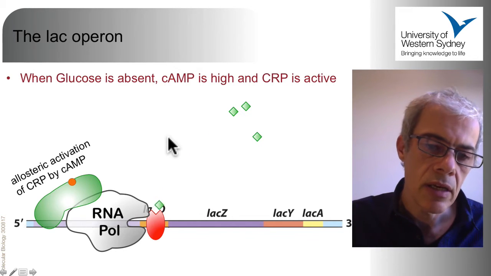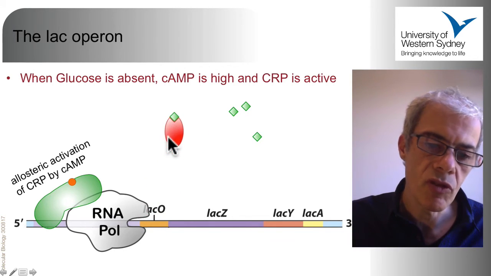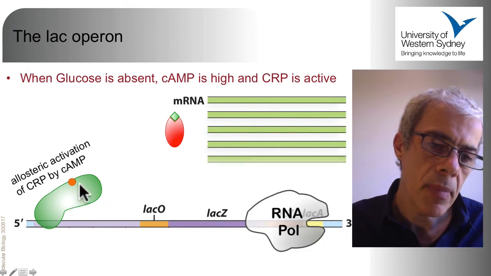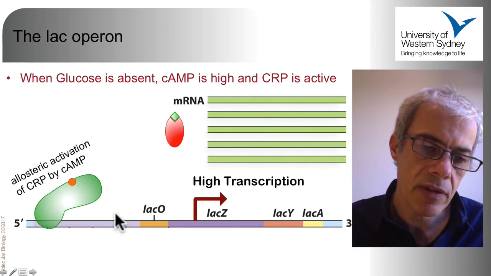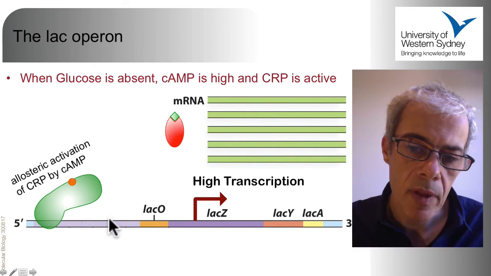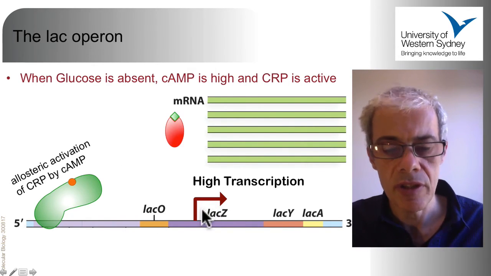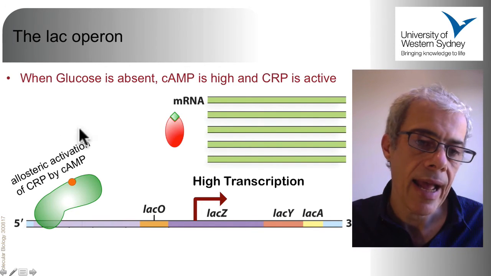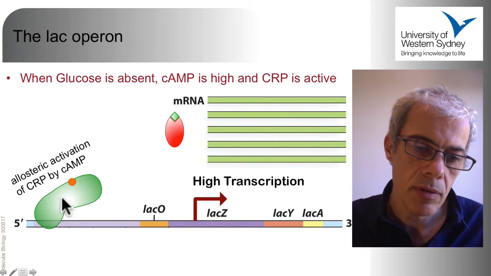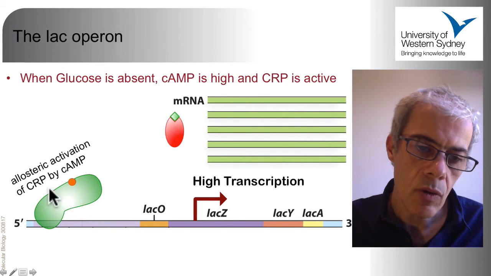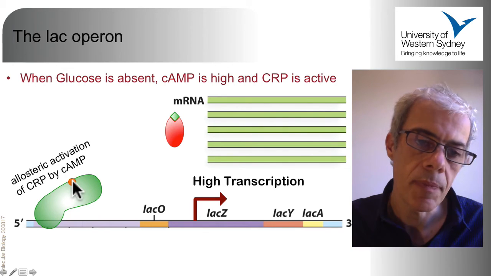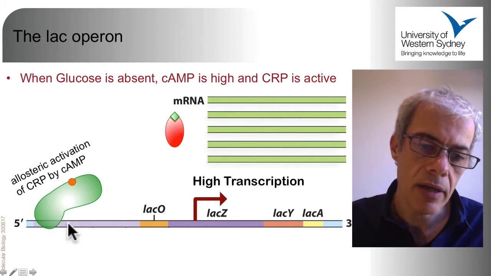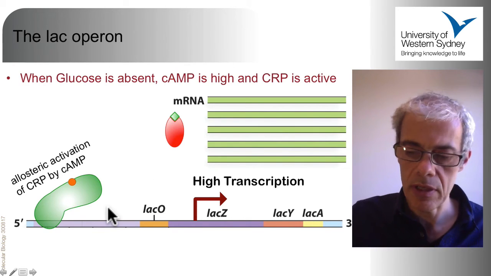So the lactose binds to the repressor and removes the repressor, and because the CRP is present, it makes the affinity of the RNA polymerase for the promoter much stronger. This leads to high-level transcription in the presence of lactose and the absence of glucose, because low glucose means high cyclic AMP. High cyclic AMP means this activator binds and increases the affinity of the RNA polymerase.